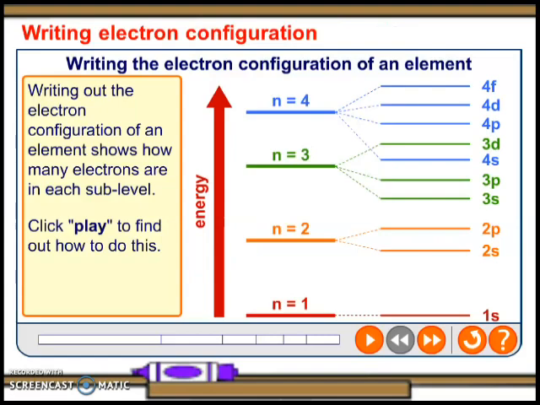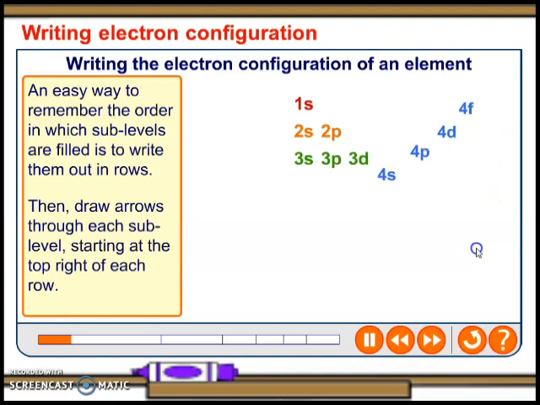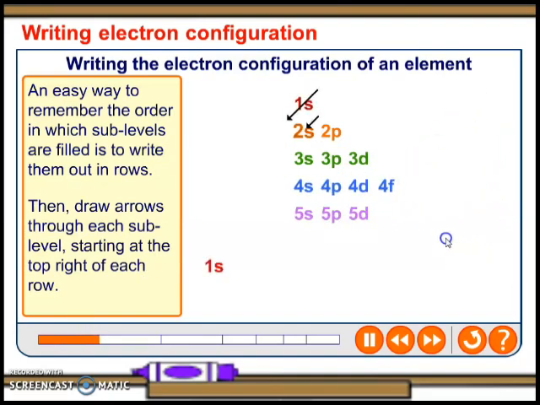This time, let's find out how to write the electron configuration of an element. Writing out the electron configuration of an element shows how many electrons are in each sublevel. An easy way to remember the order in which sublevels are filled is to write them out in rows. Then draw arrows through each sublevel starting at the top right of each row.